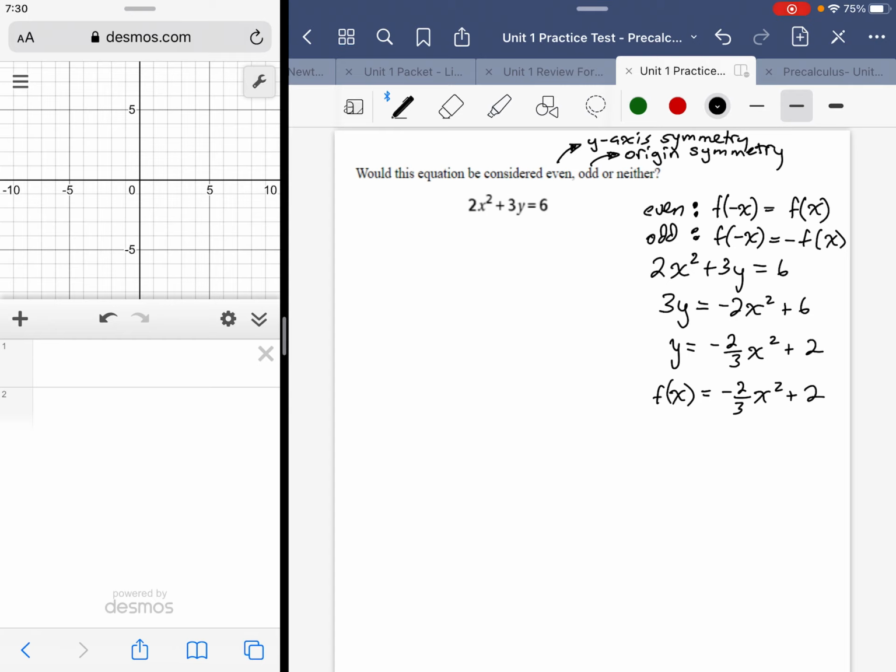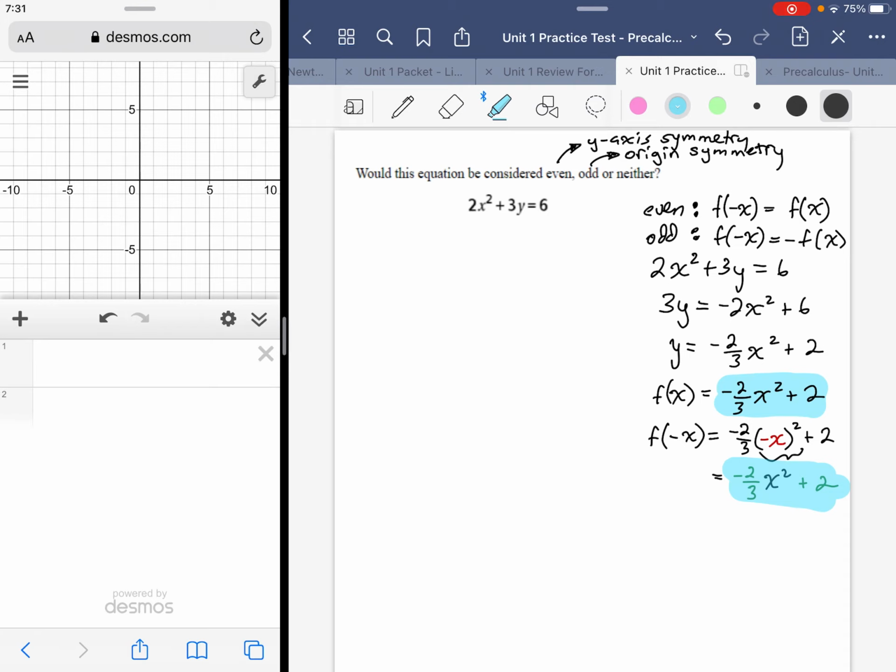Then I would compute f of negative x, which is to say replace the x with a negative x and simplify. If you square a negative, it becomes positive, so this piece here is just going to remain an x squared. Everything else is just going to fall down around it. What we're looking at are two expressions that are exactly the same. The original function and post-computation are identical, so that satisfies the rule for an even function. So this is an even function.